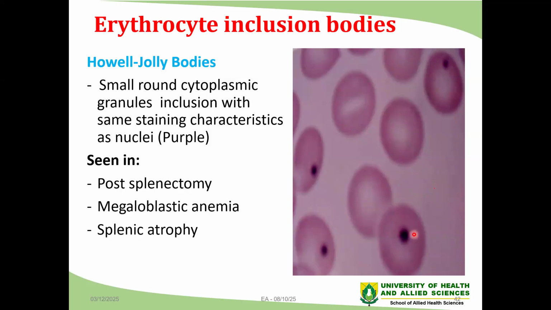They are oval-looking, and then they have this round granule inside. You have another one here, there's one here, and then there's one there. Usually they have the same staining characteristics as the nucleus of the cell. And you may come across this in conditions such as post-splenectomy.